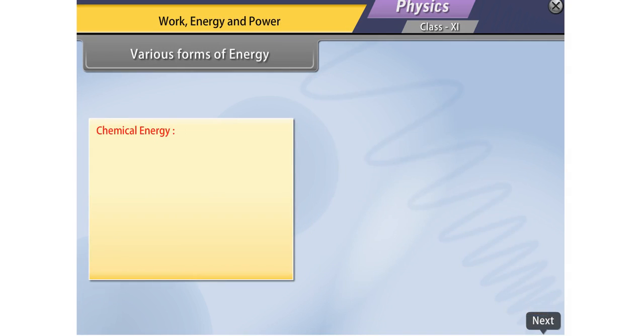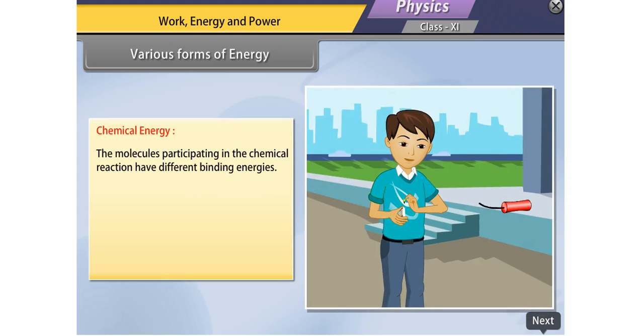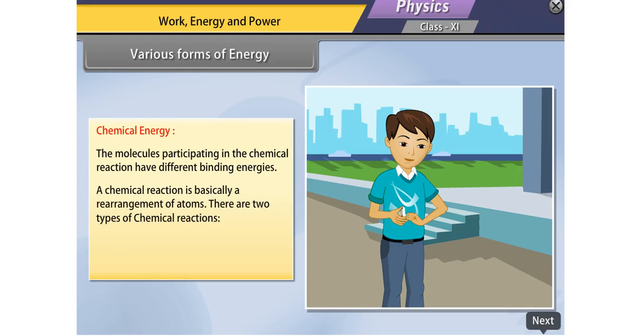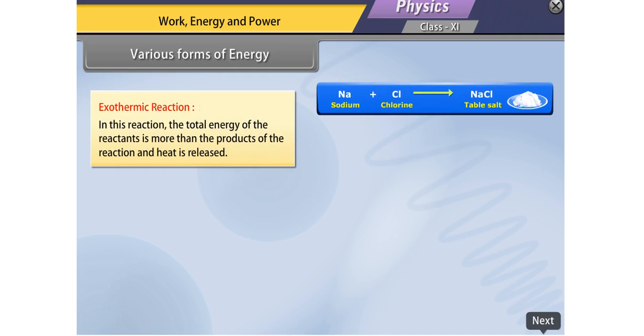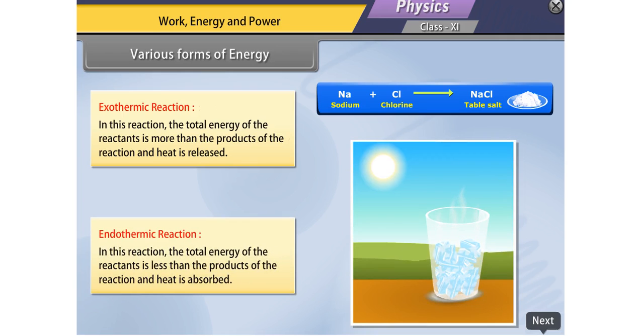Chemical energy. It arises from the fact that the molecules participating in the chemical reaction have different binding energies. A chemical reaction is basically a rearrangement of atoms. There are two types of chemical reactions. Number one, exothermic reaction, and number two, endothermic reaction. Exothermic reaction. In this reaction, the total energy of the reactants is more than the product of the reaction and heat is released. Endothermic reaction.